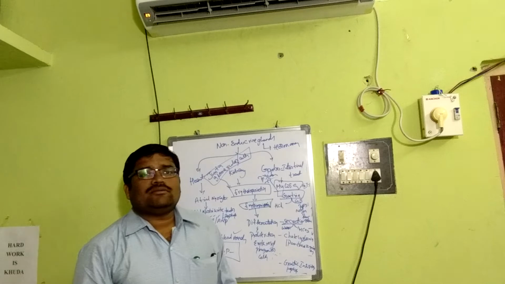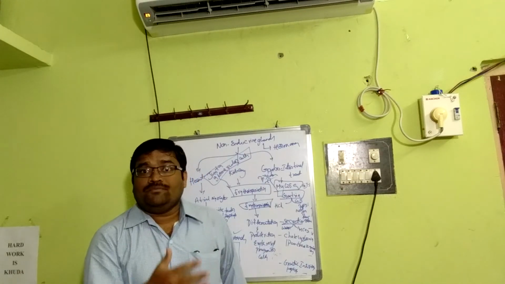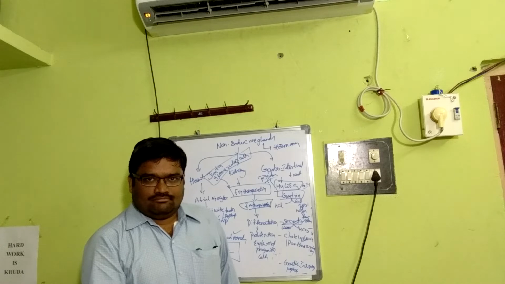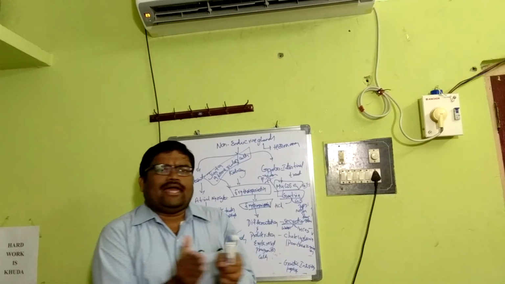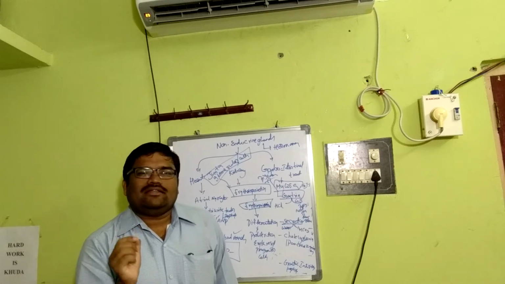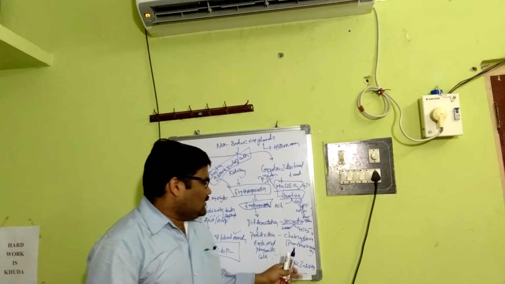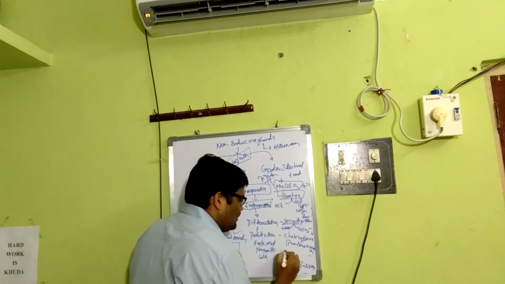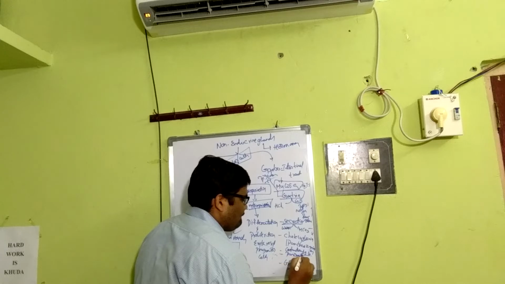Why is it called pancreozymin? It also stimulates the pancreas to release digestive enzymes like trypsinogen. This trypsinogen is one of the important digestive enzymes released from the pancreas, and it is stimulated or induced by cholecystokinin or pancreozymin. Okay, that means contraction of the gallbladder, then pancreatic enzymes.